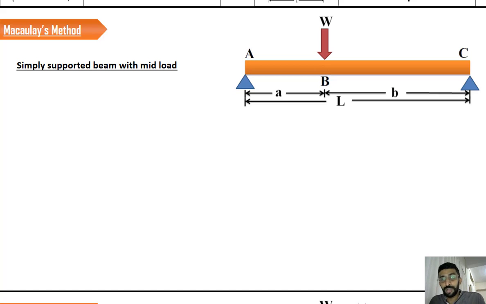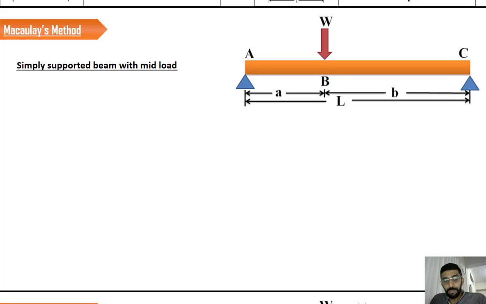So we should be in a position to find the deflection at any location, irrespective of the maximum deflection. You should be in a position to derive or find the deflection at any location, right? So right now we are going to do that. Take a pen and paper and try to solve it along with me.